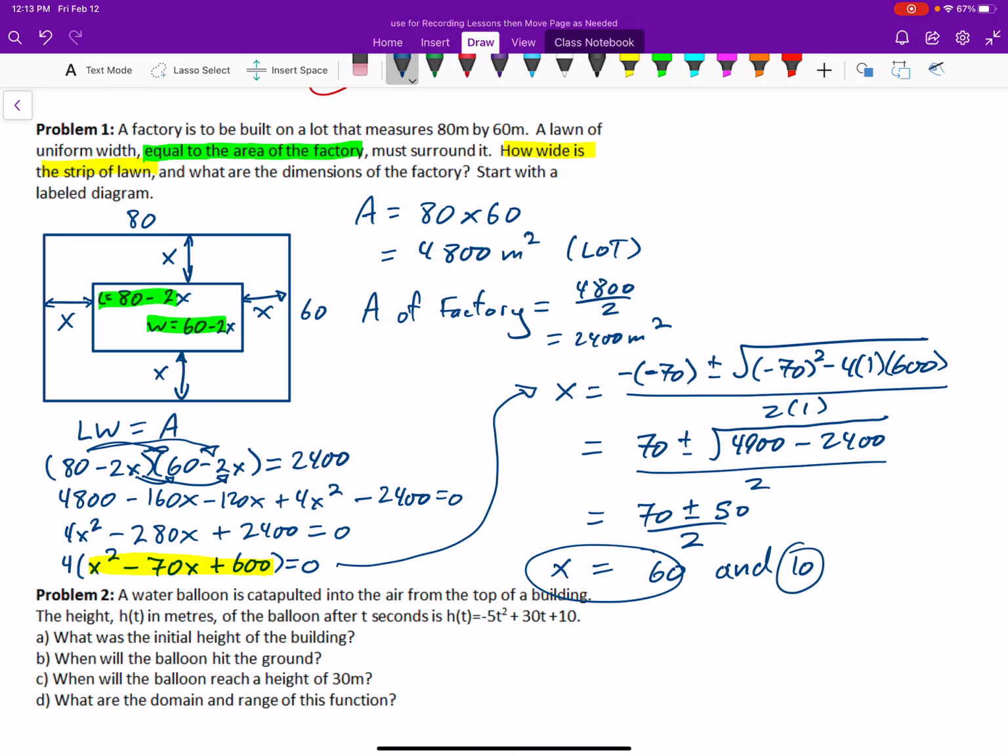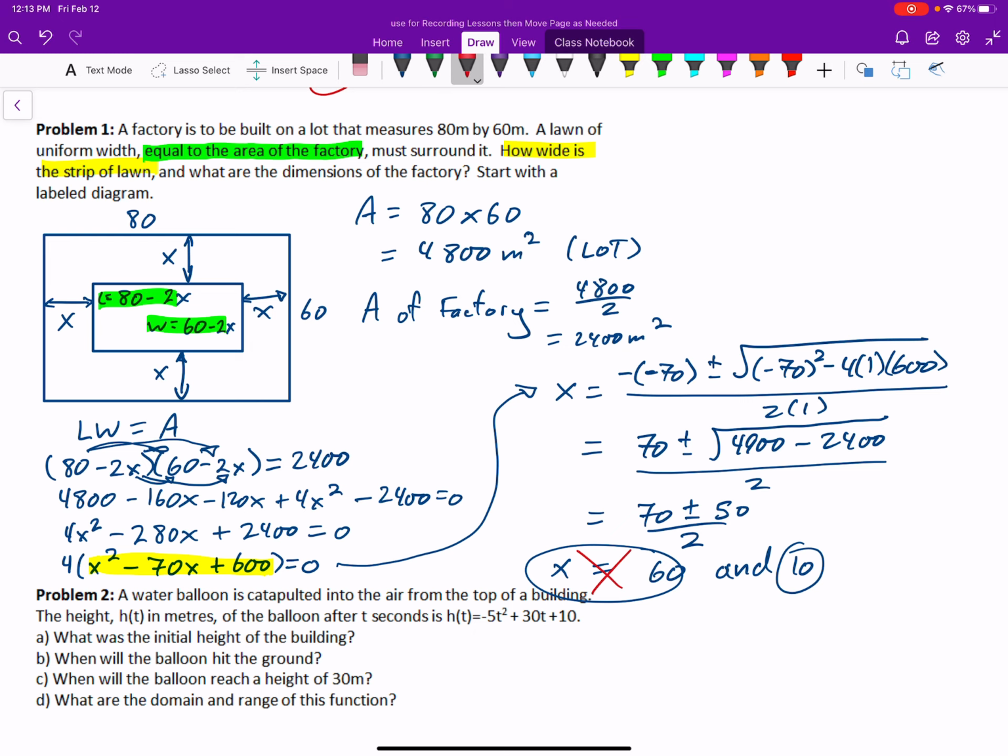Well, that can't make sense, can it? It can make sense as far as the algebra goes, but it can't make sense in terms of the answer to our problem, because I can't have two different widths of the lawn and have them both work out. A quick glance at this particular problem shows me that I can rule out the 60.